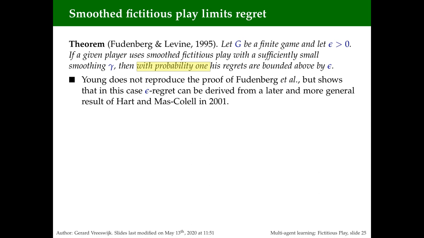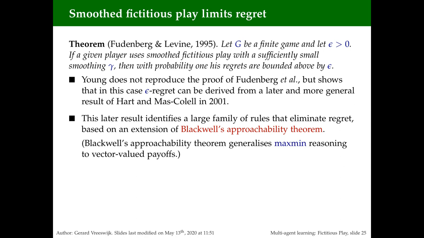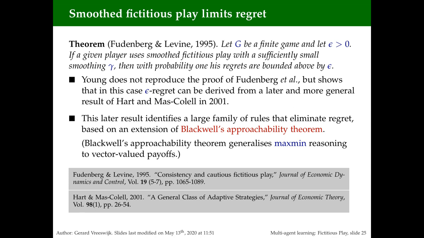Now Young does not quote a proof of Fudenberg and Levine, but shows that in this case epsilon regret can be derived from a later and more general result of Hart and Mas-Colell, but we won't go into that. It follows from Blackwell's approachability theorem, which we won't discuss in this lecture because it's beyond our scope. What I can say about it is that it generalizes max-min reasoning, about maximizing your minimal payoff, but to vector-valued payoffs. So, this is interesting. Fictitious play is connected to regret. Here we see a first connection.